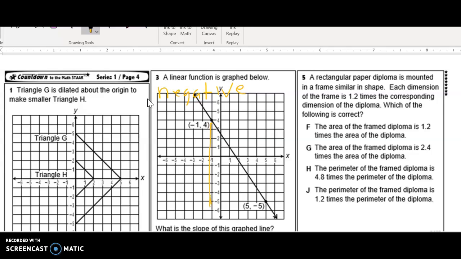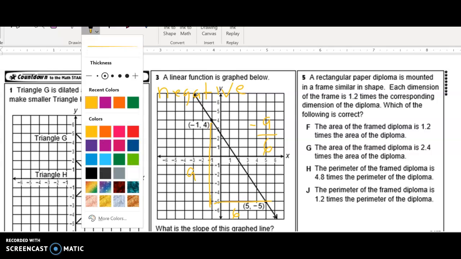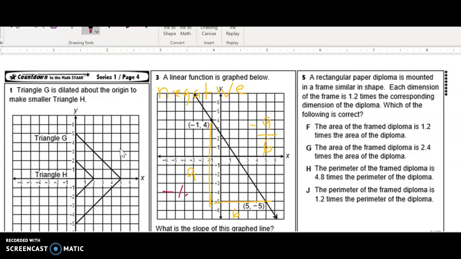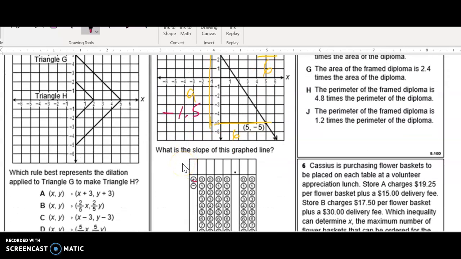And I fall 9. And then I run 6, which is negative 9 over 6. And that is negative 1.5. So when you bubble this in, you would have to bubble the negative and then 1.5.